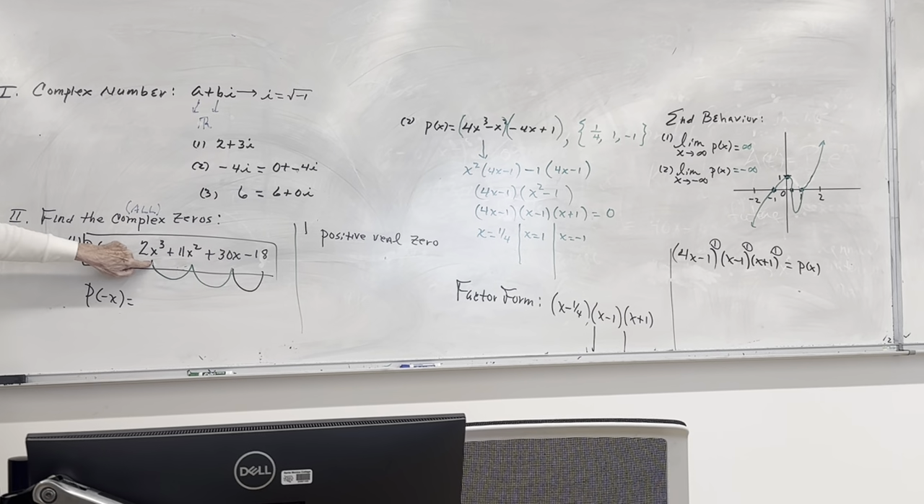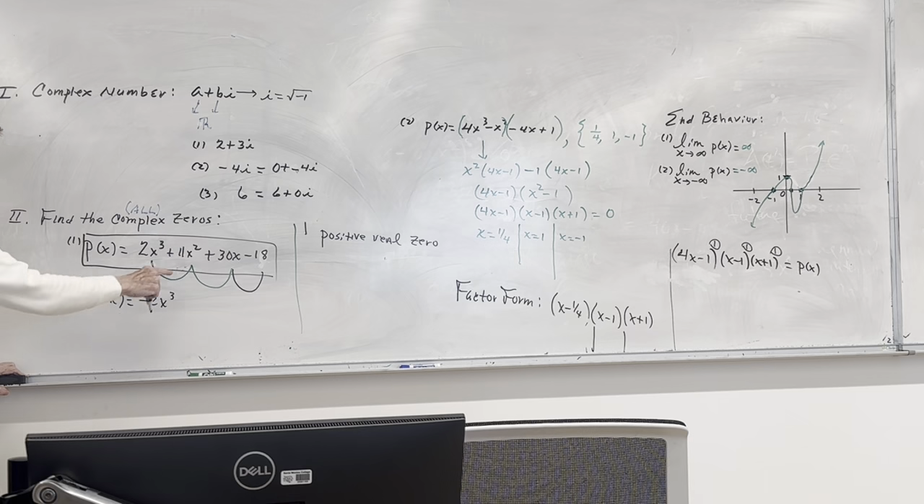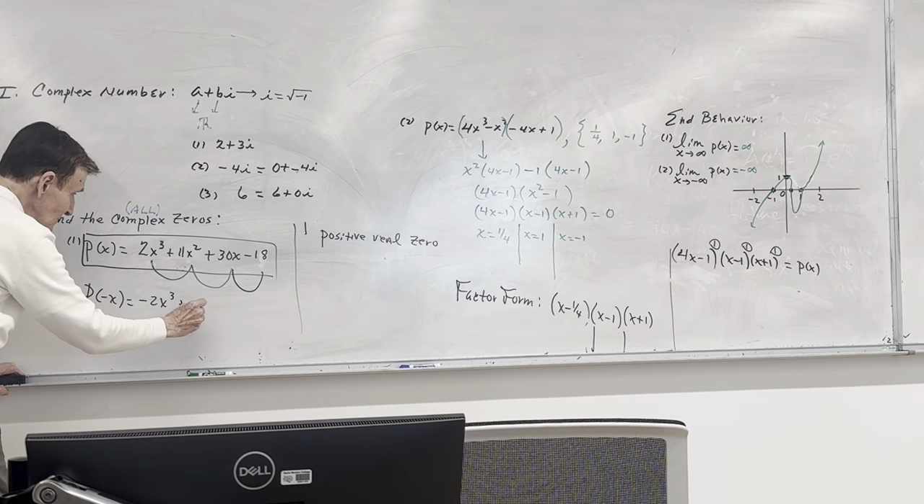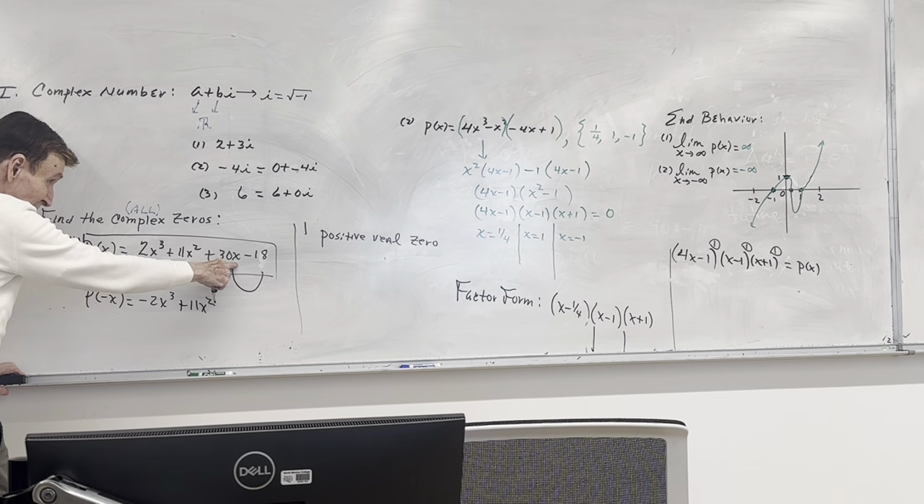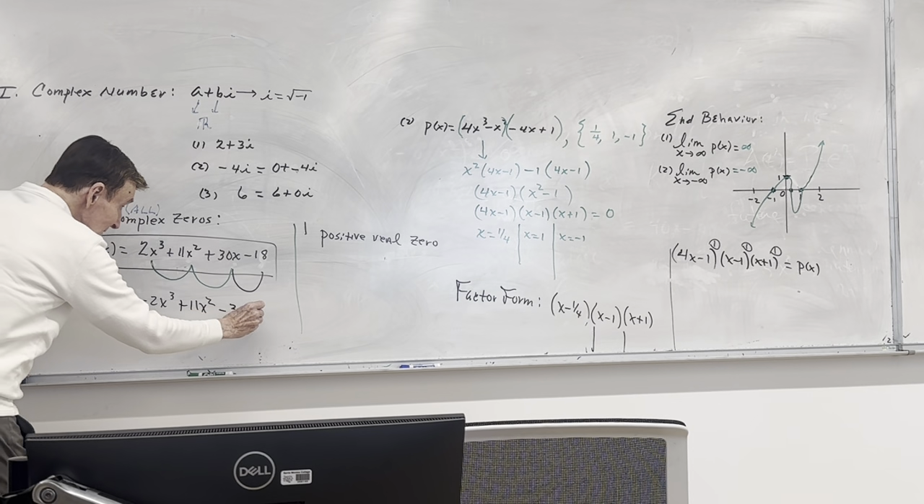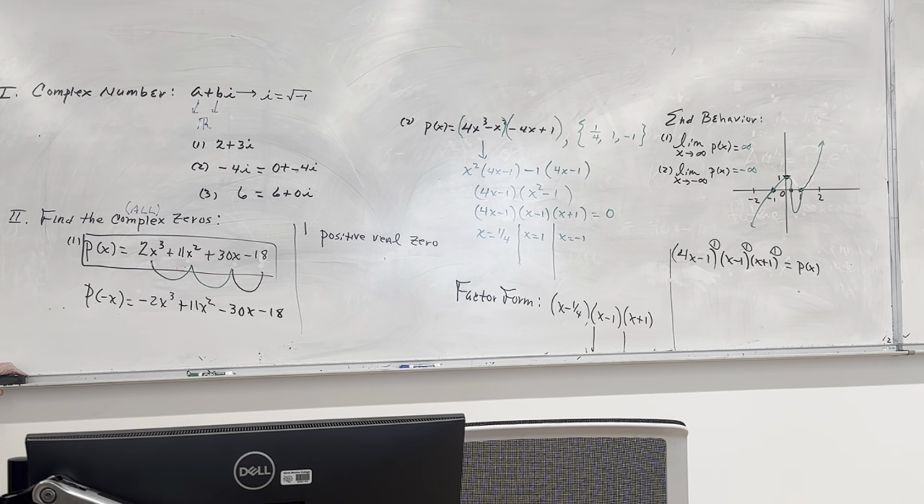Guys, if I replace x by negative x and I cube it, that's going to become a negative. This is what the rule wants me to do. Replace x by negative x here, square it, no change. Stays positive. Replace x by negative x so that 30 becomes a negative. And of course my constant stays like it is. Oh my goodness.